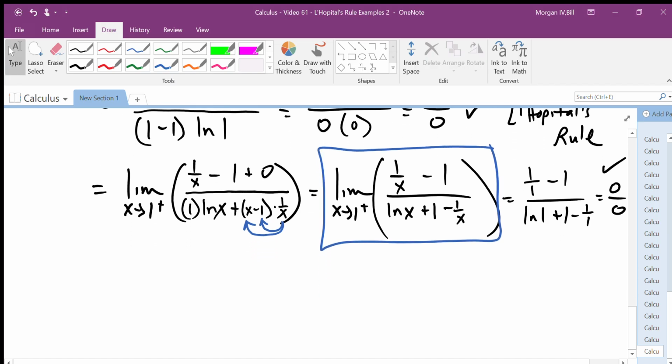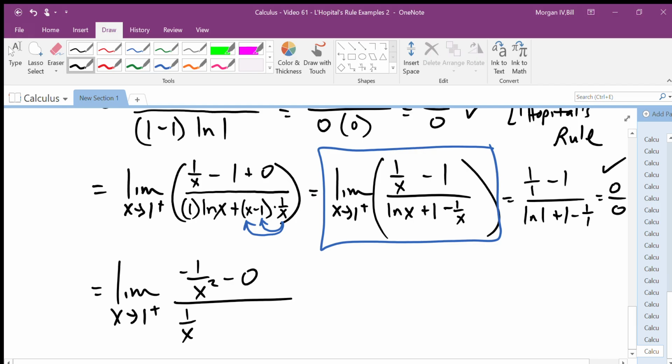So once again, L'Hopital's rule says that is the limit as x goes to 1 from the right. The derivative of 1 over x, we talked about this in the previous video, that is negative 1 over x squared. We use that one a lot, good one to know. Minus 0 over the derivative of natural log of x, that's 1 over x. The derivative of 1 is 0. The derivative of negative 1 over x squared is positive 1 over, the derivative of negative 1 over x is positive 1 over x squared.